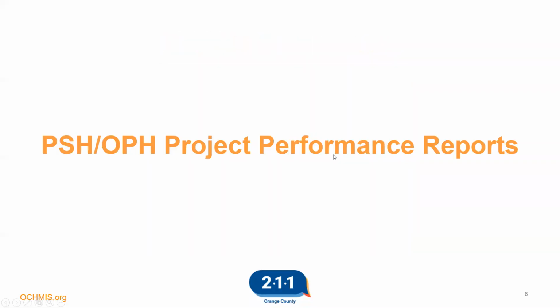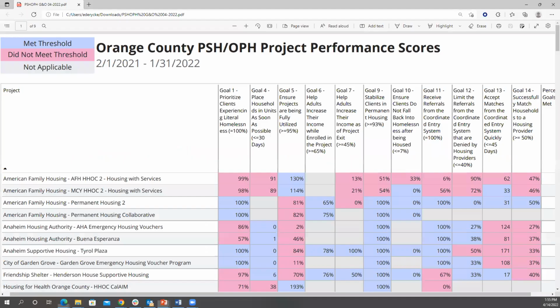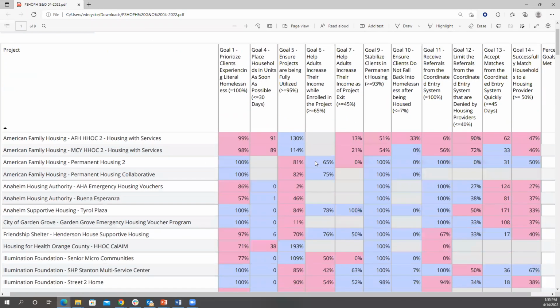All right, I am going to move on to the permanent supportive housing and other permanent housing project performance reports. Let me pull that up really quick. So we have not sent these out to the agencies yet. As you can imagine, we are doing our best over here. We're very close. They should go out probably today, but they have not gone out yet.